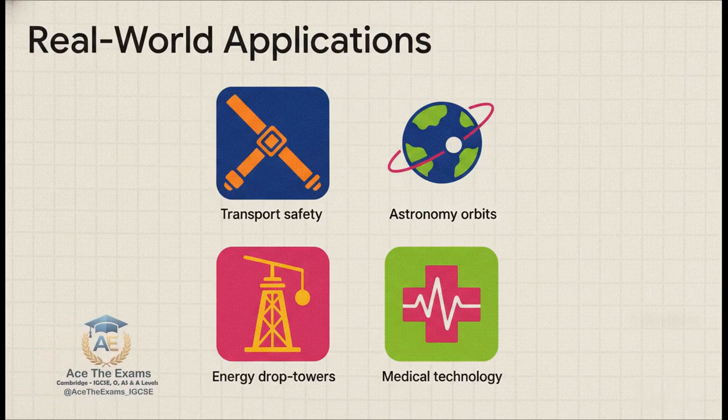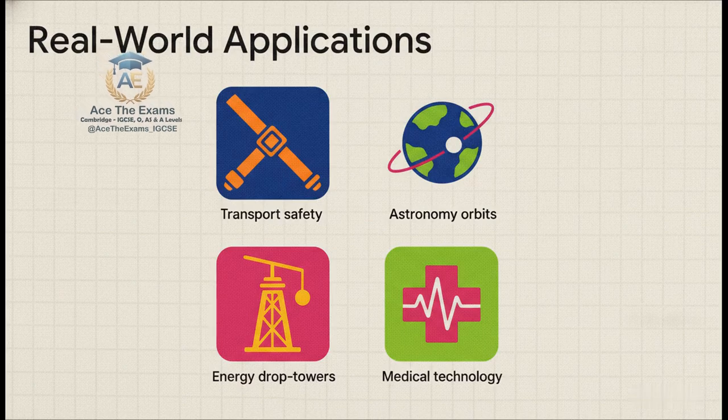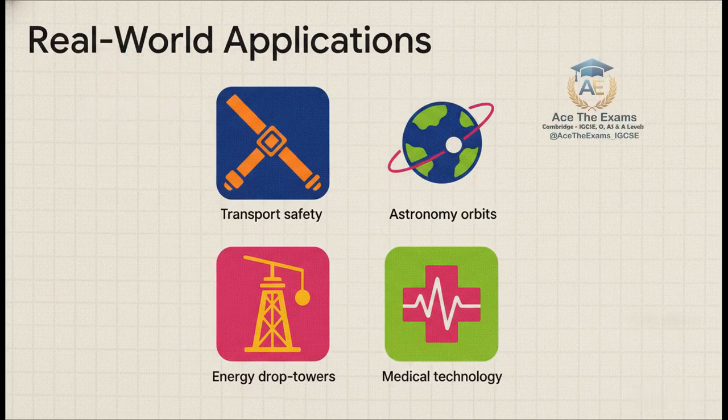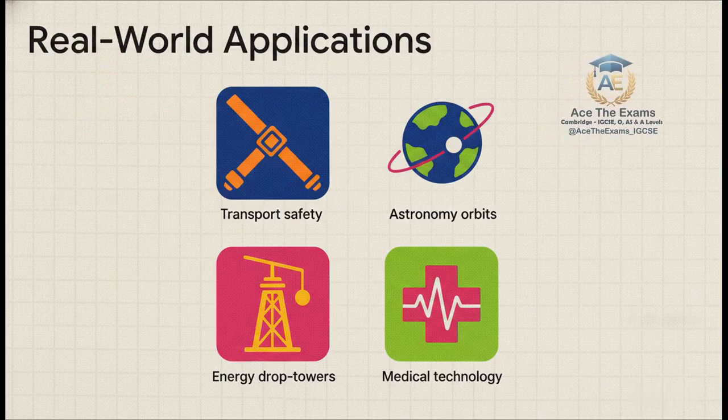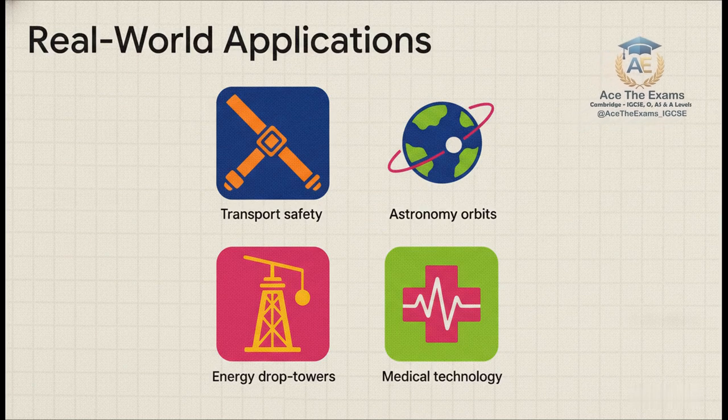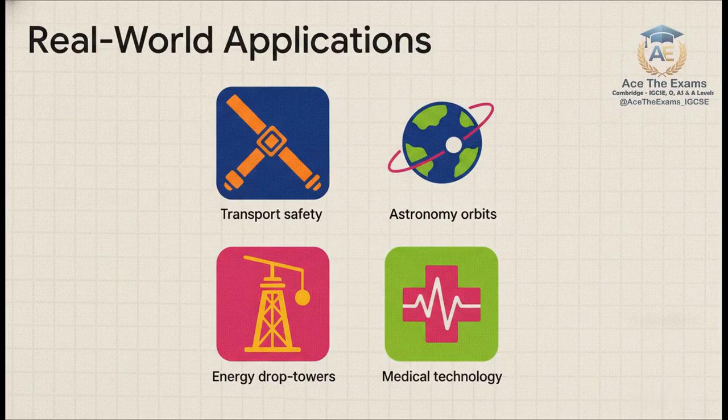Ideas from freefall are literally everywhere. You could be talking about designing transport safety systems, calculating orbital paths in astronomy, engineering massive drop towers for energy systems, or even calibrating highly specific medical tech. When an examiner asks you to describe a practical use, you now have this whole menu of awesome options ready to go. You state the use, and then, here's the kicker, you justify the link using the exact cause and effect chain we just built.